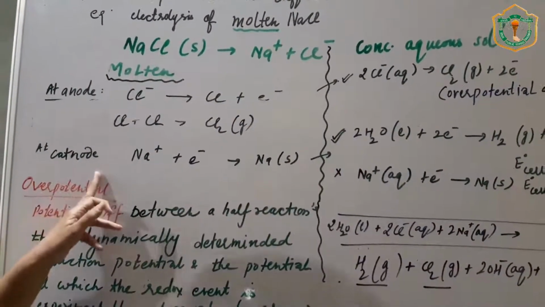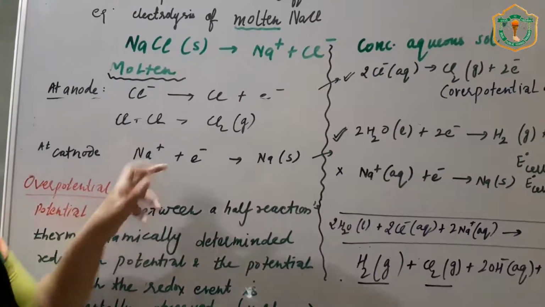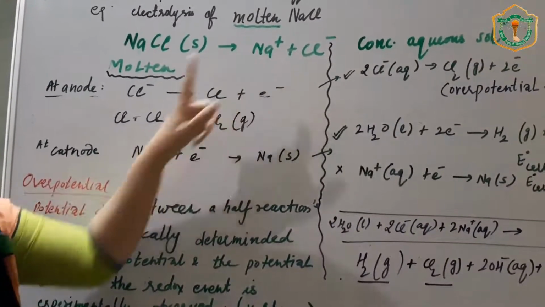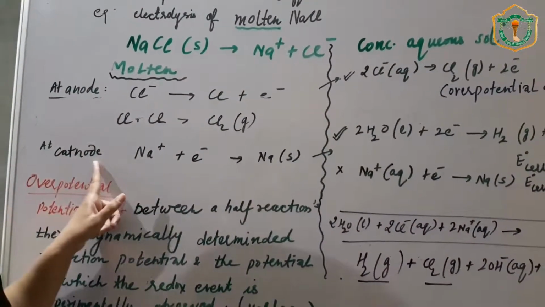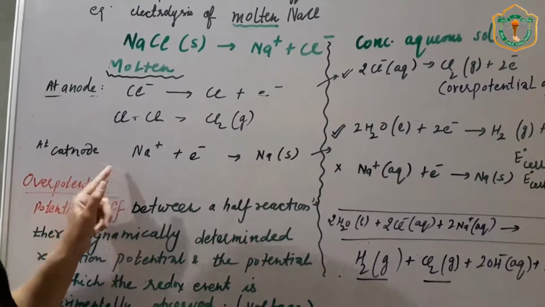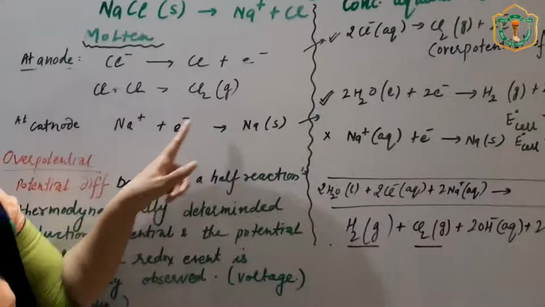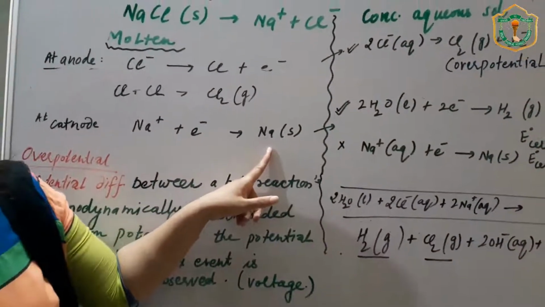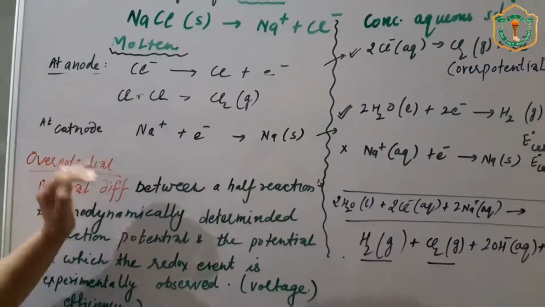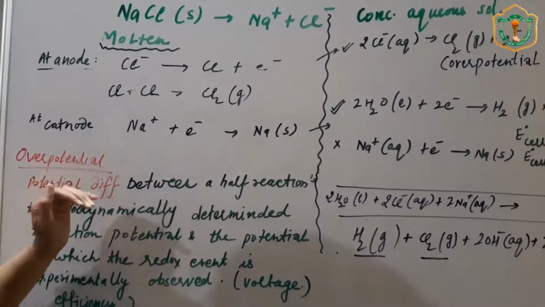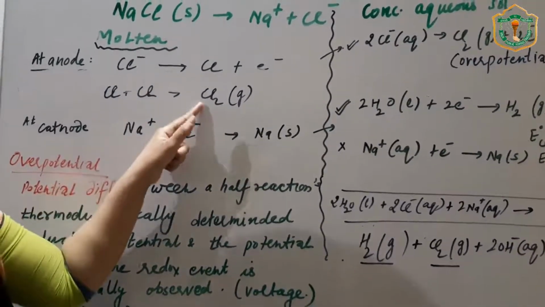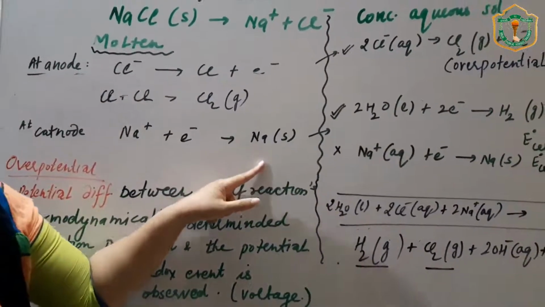Now at the cathode, what will happen? Reduction. Reduction of what? Reduction of cation. Cation means towards the cathode. Cations will start moving towards the cathode during electrolysis, so they will take up electrons and produce sodium metal. So the two products obtained on electrolysis of molten NaCl are chlorine gas and sodium metal.